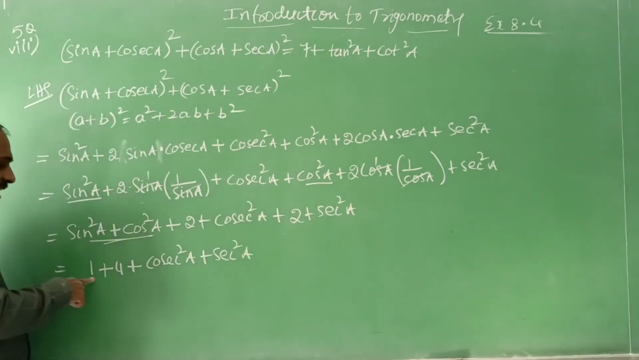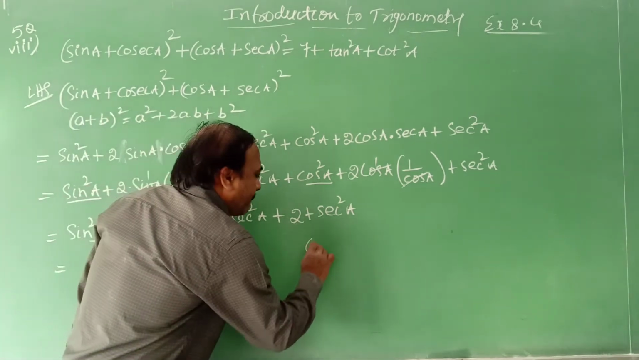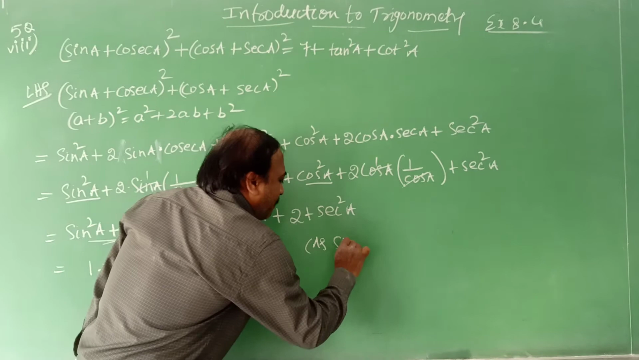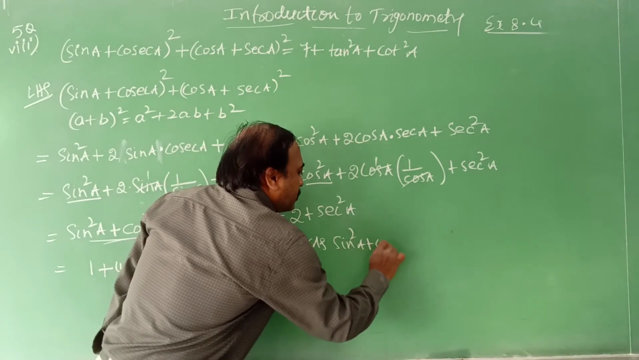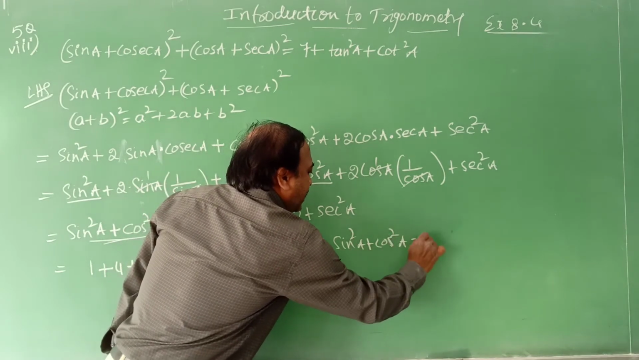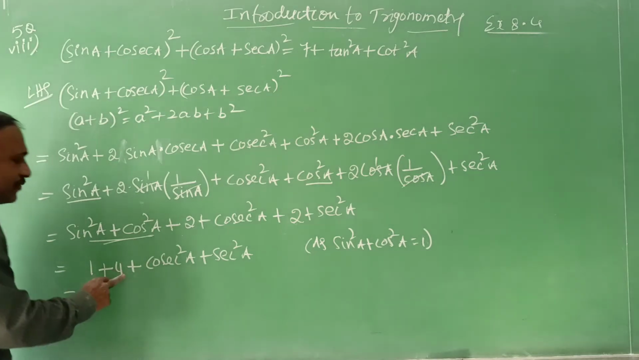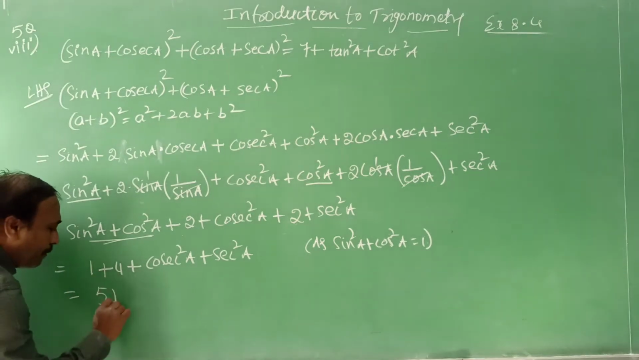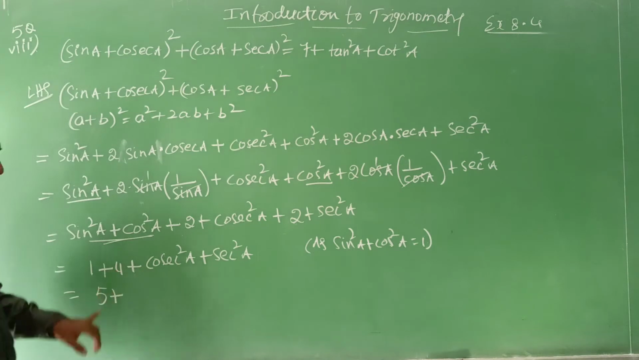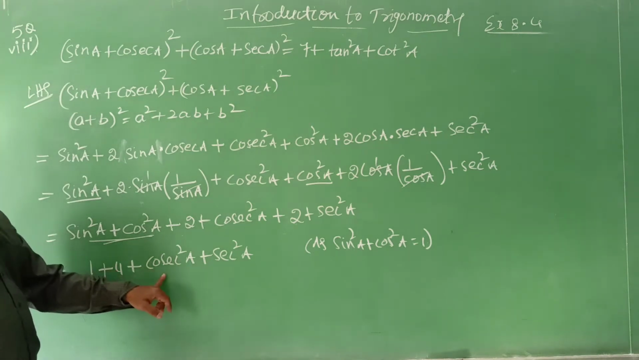How did you get 1 here? As sin square A plus cos square A is equal to 1. Okay, sin square A plus cos square A is equal to 1. In this place we wrote 1. Next, 1 plus 4, 5, plus cosecant square A.